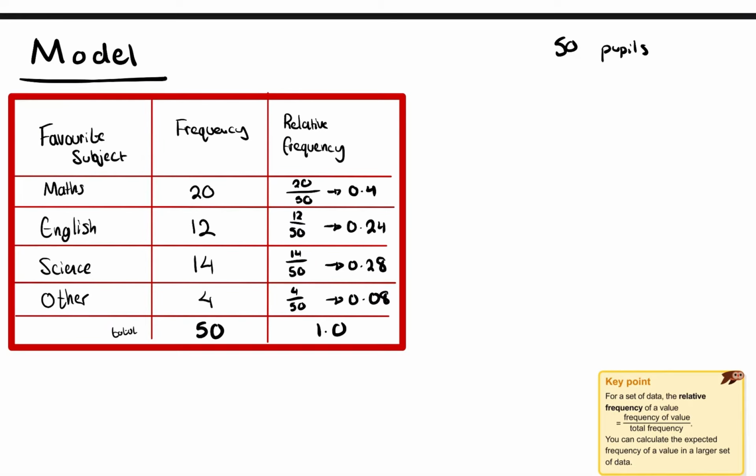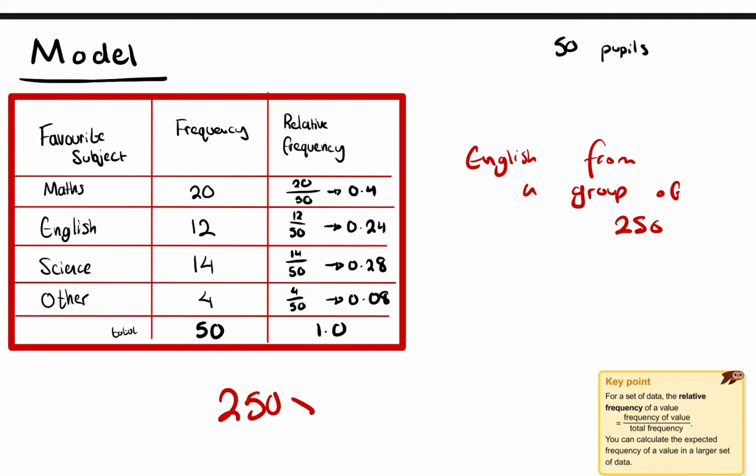So now I can say, how many people should I expect to like English from a group of 250 people? Well, we just take the total 250, multiplied by our relative frequency for English, which is 0.24. So essentially, we're just finding out what is 24% of 250, and you get 60 people. So there we are.